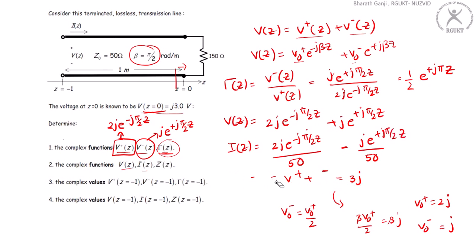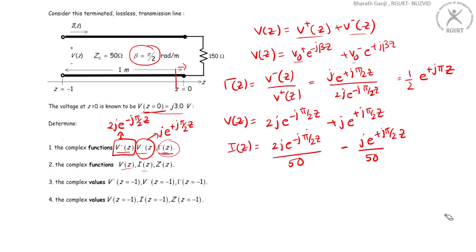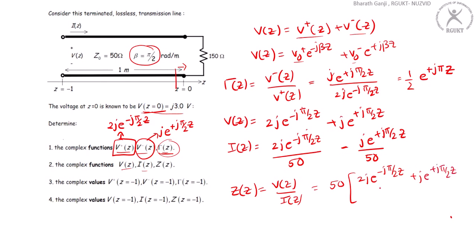So if you want impedance at any point, how do you get it? The impedance at any point is simply voltage divided by current. So Z of z is nothing but the division of these two. V of z divided by I of z is the impedance at any location. If I divide, I get 50 into 2j e power minus j pi by 2 z plus j times e power plus j pi by 2 z, divided by 2j times e power minus j pi by 2 z minus j times e power plus j pi by 2 z. So this is your impedance at any point.